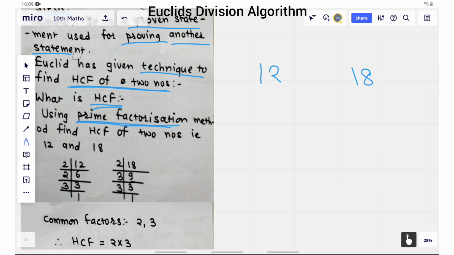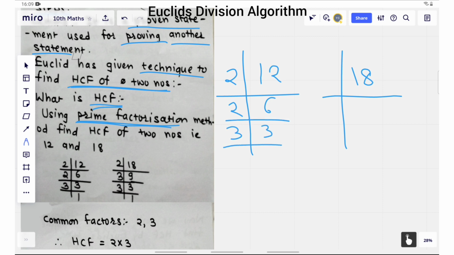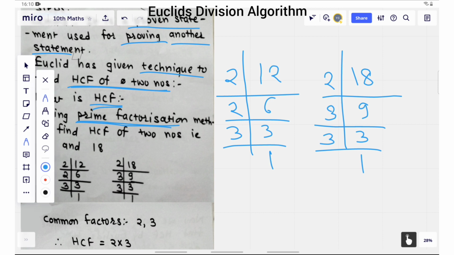To find the HCF of these two numbers using prime factorization method, we have to find the prime factors of these two numbers. So 12 we can divide by 2, 2 sixes are 12, and 2 threes are 6 and 3 ones are 3. So all these 2, 2 and 3, these are the prime factors of 12. And for 18 also we can divide by 2, 2 nines are 18, and 9 we can't divide by 2, so we have to divide by 3, 3 threes are 9 and 3 ones are 3. So all these are the prime factors of 12 and 18.